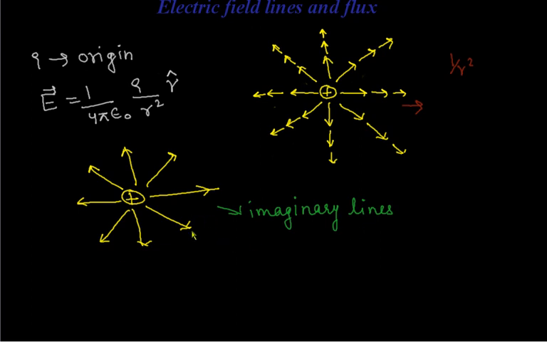Now electric field of a single negative charge would point in a radially inward direction, terminating at the charge. Now in general, for a configuration of charges, an electric field line is a curve drawn in such a way that the tangent to it at any point is in the direction of the net field at that point. So we have seen how to draw field lines for a single positive and a negative charge.